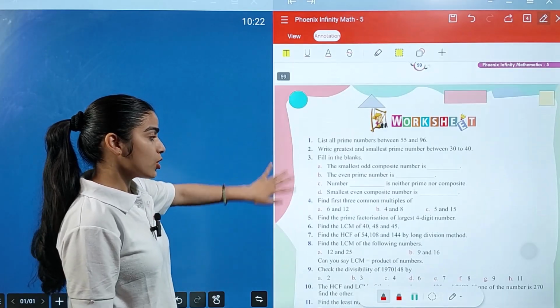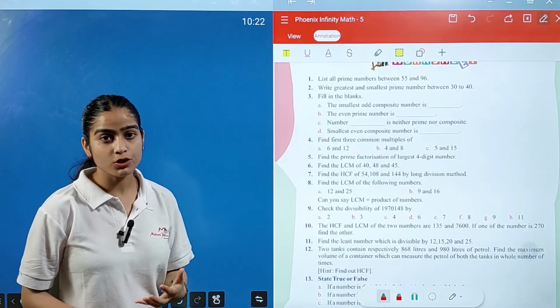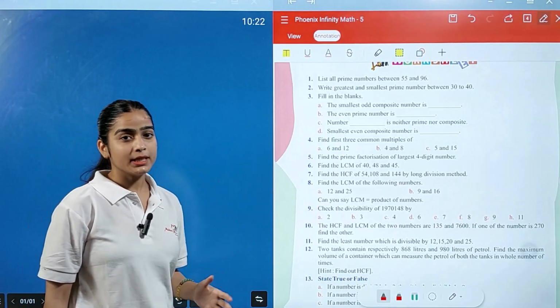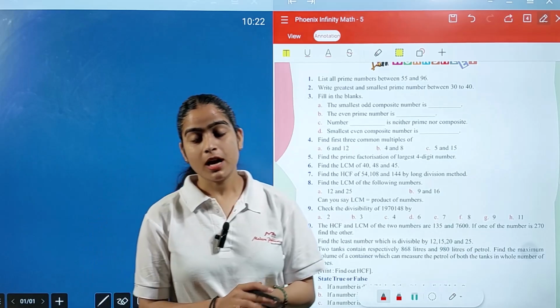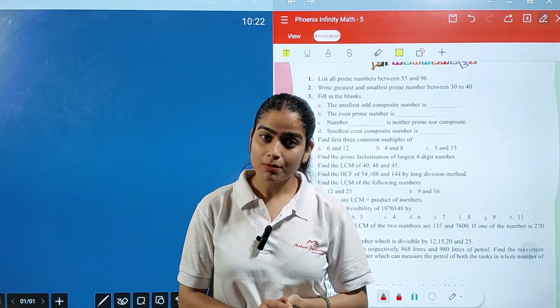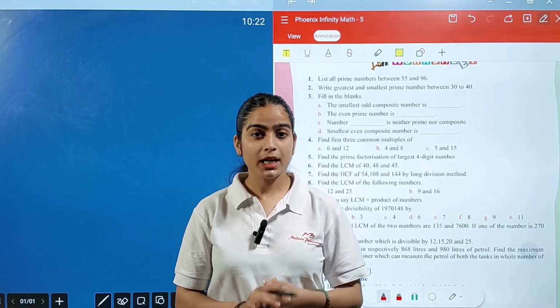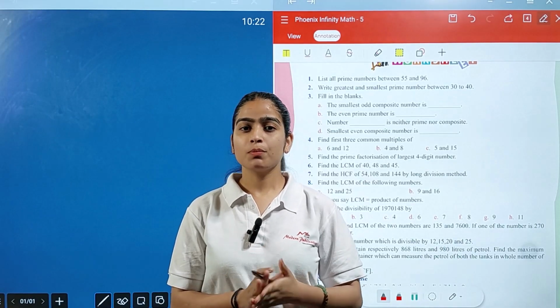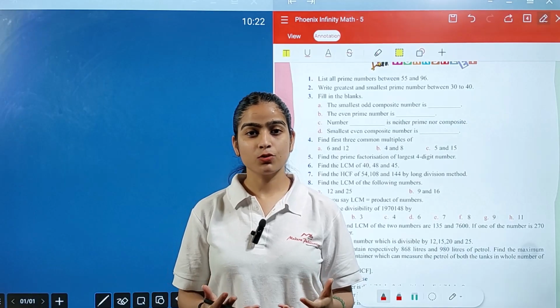Now you have your worksheet where you have a combination of questions like those you already did in your exercise. You have to do them here. After completing this, it is the end of your chapter. I hope, students, you liked this chapter and understood it very well. If you have any doubt, you have to repeat the whole content and try some different questions related to that particular topic.